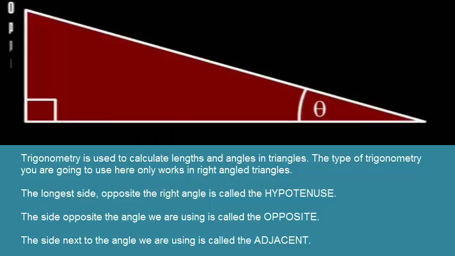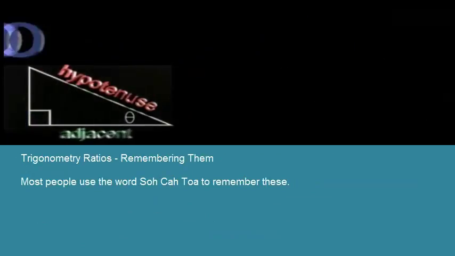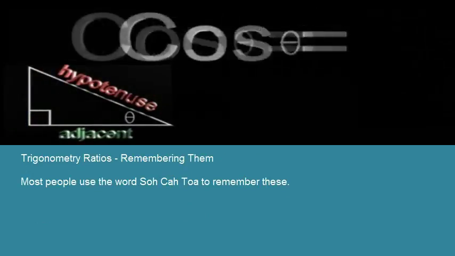The sine ratio is the opposite over the hypotenuse. Therefore, sine theta equals the opposite over the hypotenuse. The cosine ratio is the adjacent over the hypotenuse. Therefore, cosine theta equals the adjacent over the hypotenuse. The tangent ratio is the opposite over the adjacent. Therefore, tan theta equals the opposite over the adjacent. Most people use the word SOHCAHTOA to remember these.